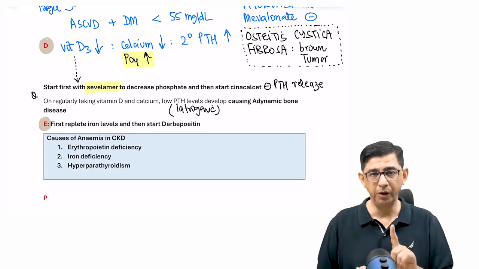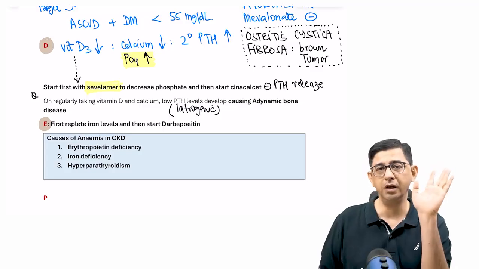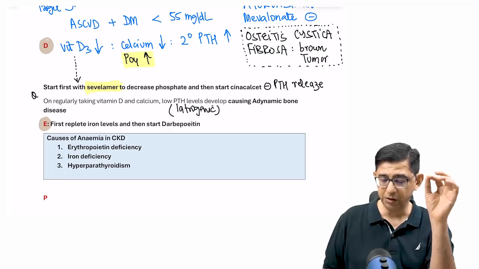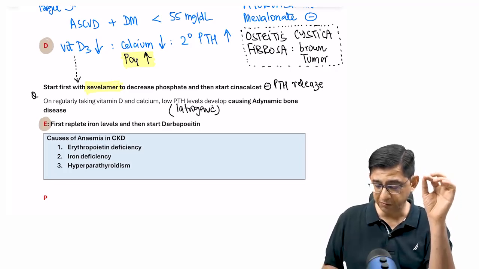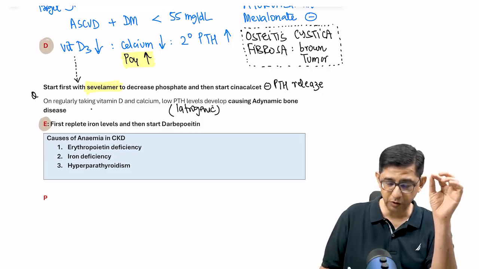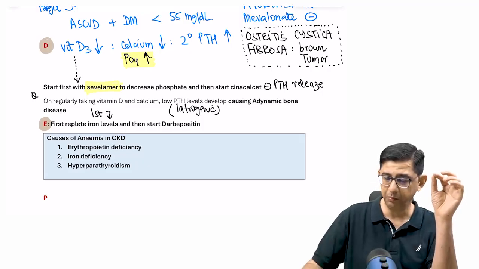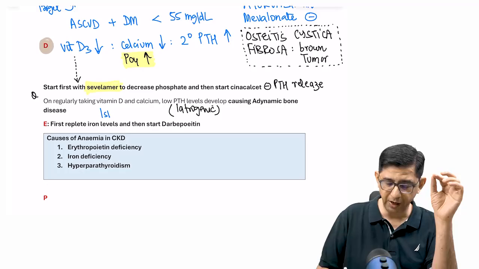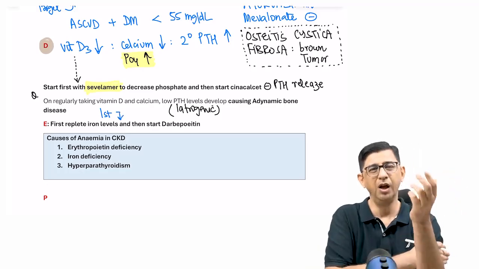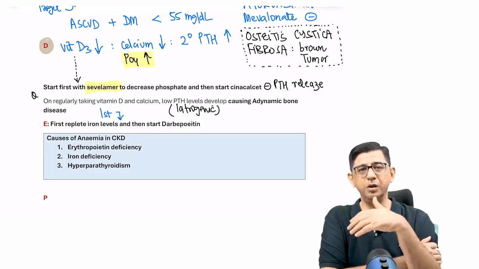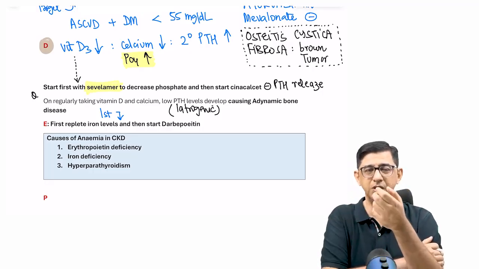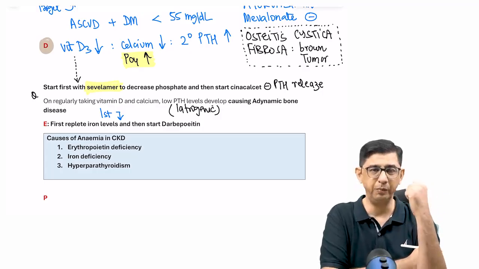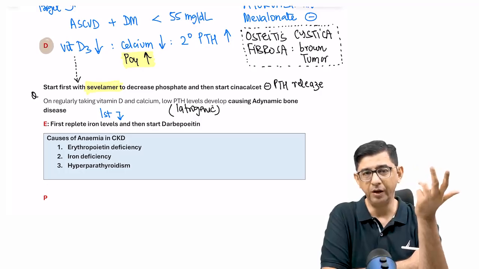If iron levels are normal, you answer darbepoetin, no tension here. If he says what is the drug of choice for anemia seen in chronic disease, the drug of choice is darbepoetin. But if he says what is first to be given to the patient, then the answer would be iron supplementation. I can give iron supplementation IV. Oral iron causes constipation, diarrhea, GI disturbances, even vomiting in some patients, and CKD patients already have multiple health problems. So I can give parenteral iron to the patient.